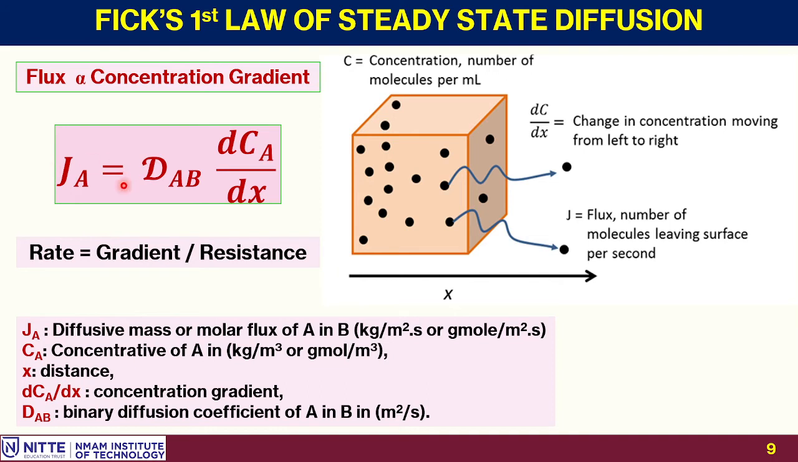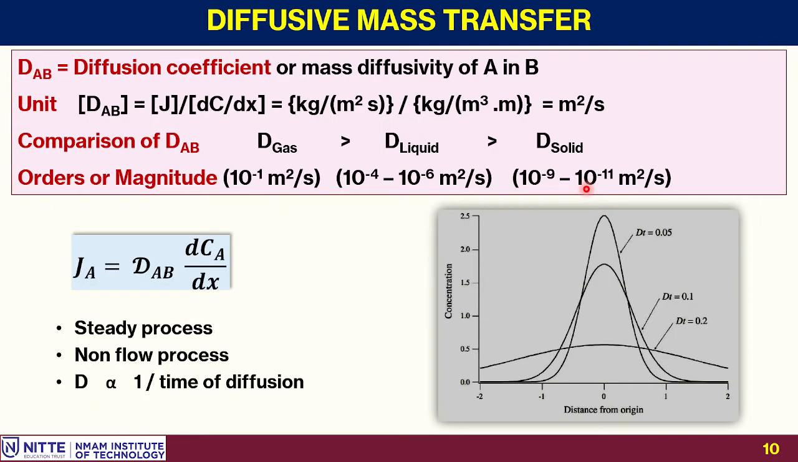So here J is a diffusive mass flux or even a molar flux. It depends on the unit that you write for it. CA is the concentration of A and x is the distance it is moving. This dCA by dx is the concentration gradient, and DAB is called the binary diffusion coefficient of A in B, meaning A moving in the presence of B. So B is giving obstruction, it's possible. So in presence of B, how fast A can move, that is represented as DAB.